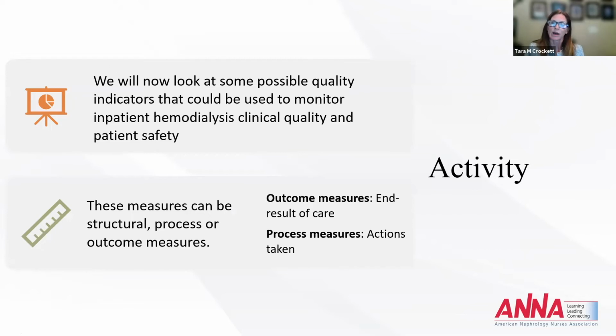So now we'll look at some possible quality indicators that could be used to monitor inpatient dialysis, clinical quality, and patient safety. These measures can be structural, process, or outcome measures. We will use polling to select measures that address some of the 6 domains of quality. So as a reminder, an outcome measure measures the end results of care, and a process measure measures the actions taken.